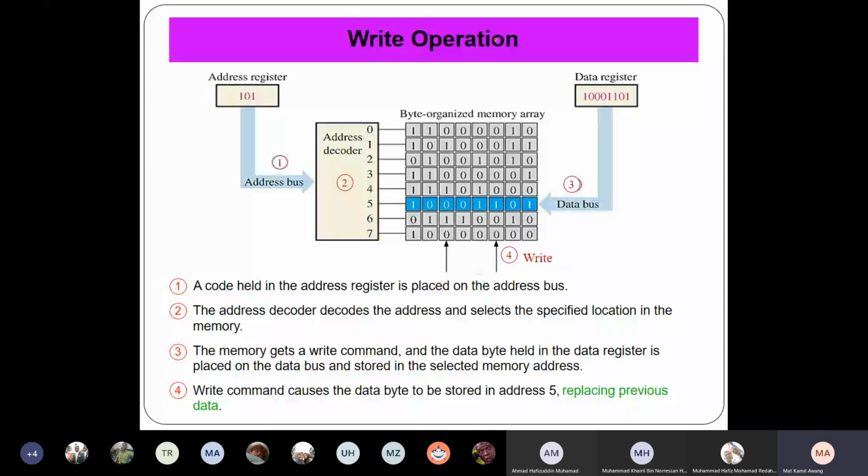So that is how you write into your hard disk, for example, or into your USB storage, your thumb drive, right? Basically, that is how the write operation is done. Any question on the write operation? If not, I'm going to go into the read operation. No, sir. Okay.